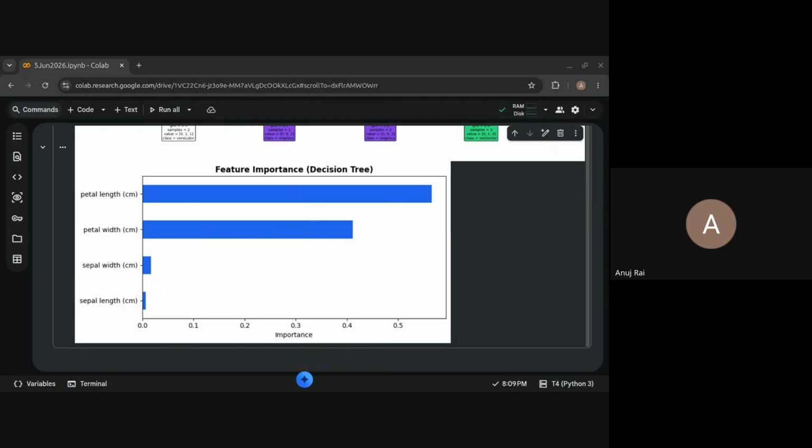Then there is the support vector machine.